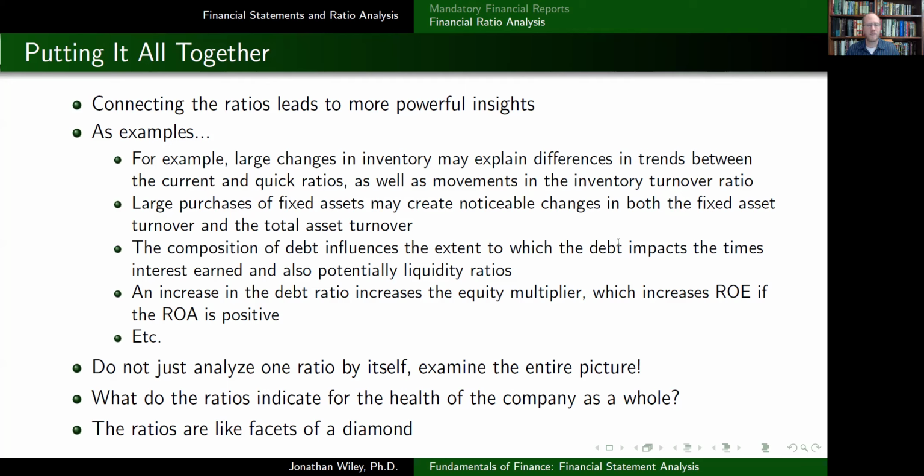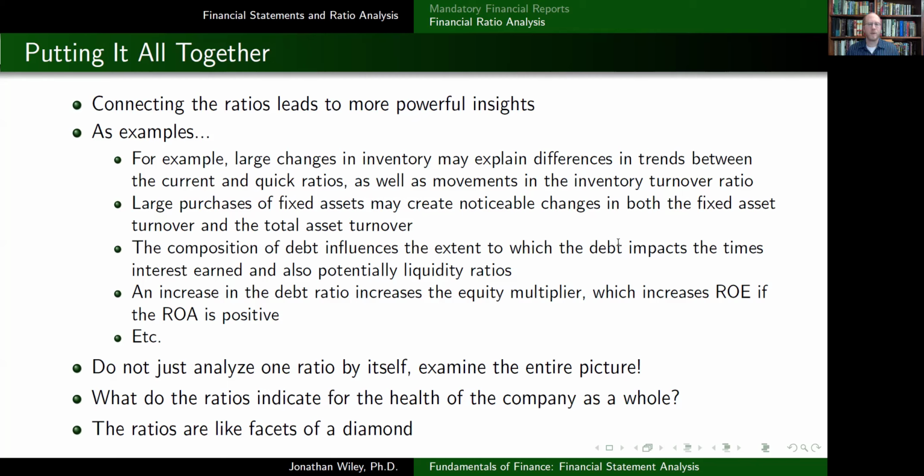They could have the same debt ratio, but times interest earned is going to look different. Liquidity ratios are going to look very different, basically due to the composition of the debt. And so as another example here, and I talked about this in a prior video, if a company took on more debt, that would tend to increase the equity multiplier, which would tend to increase the return on equity, as long as the company has a positive return on assets.